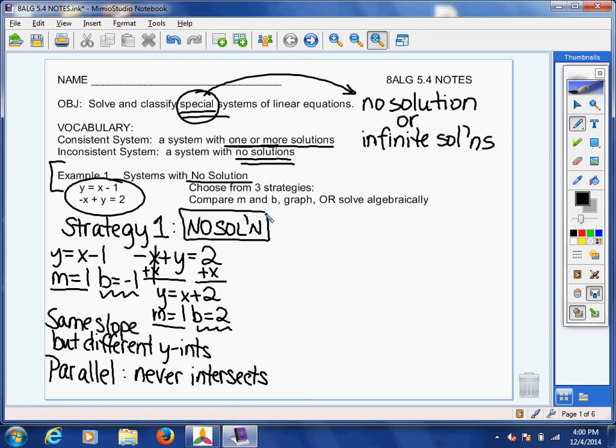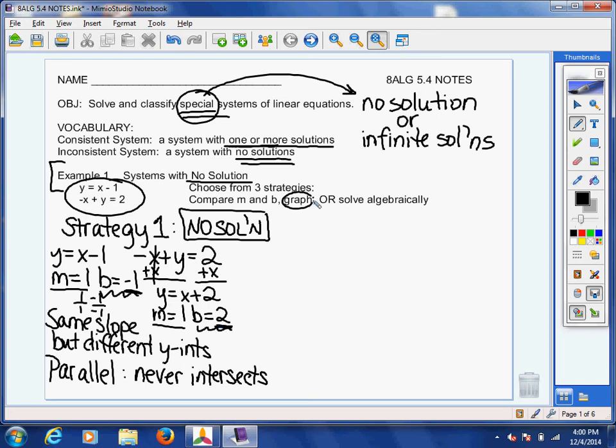Now your second strategy is you could graph it. I am not going to take the time today to graph it, but you can. We've turned them into slope-intercept form. So you start here with -1 on the y-axis, and then you go up 1, right 1, or down 1, left 1. And you can graph it and see what that looks like. Do the same thing with this one. Graph the second line at +2 and go up 1, right 1, or left 1, down 1. And you'll see on the graph that they actually are not going to intersect. So yeah, that's an option.